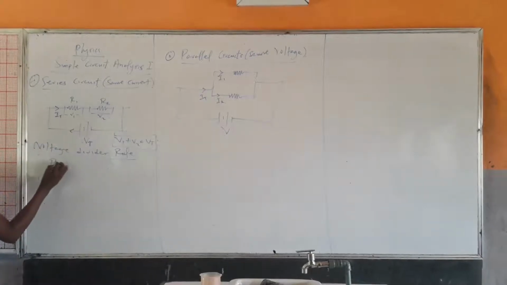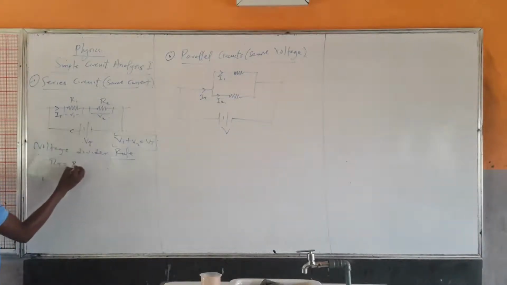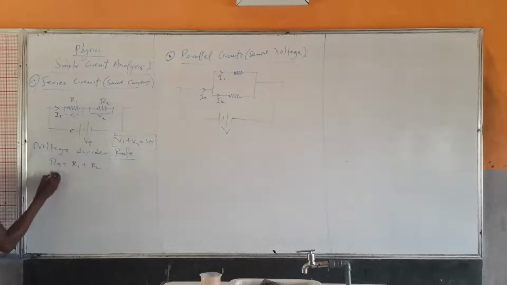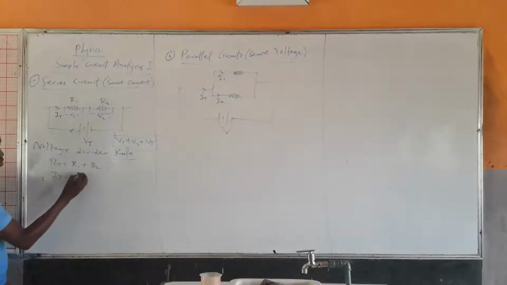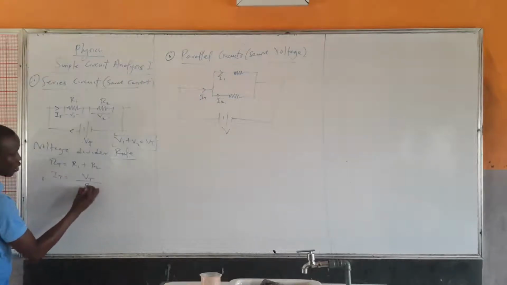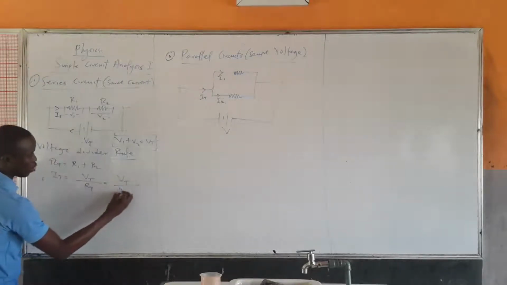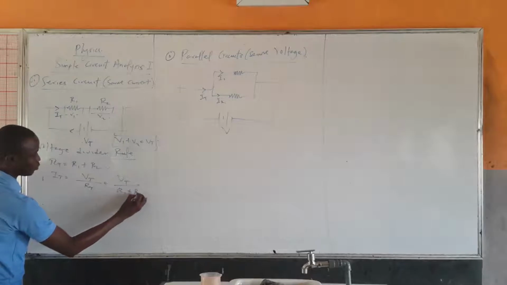Remember, total resistance R total here, since they are in series, is what? R1 plus R2. So that means my I total will be what? What will be the total current? The total current will be V total over R total, which is V total over R1 plus R2.